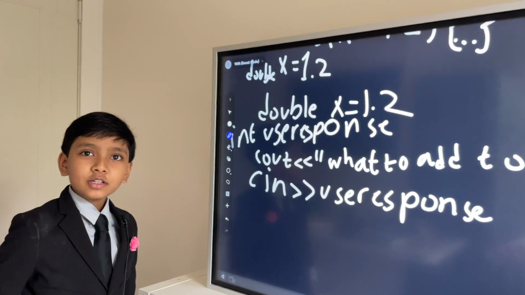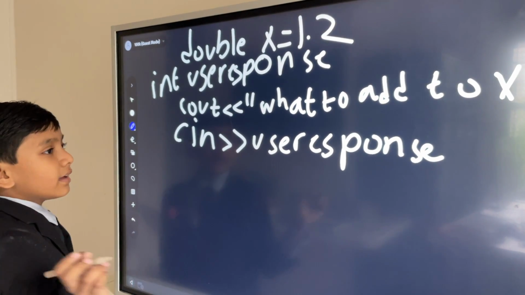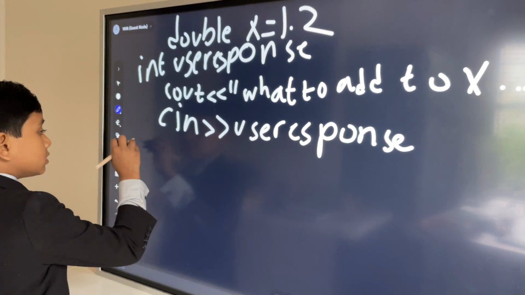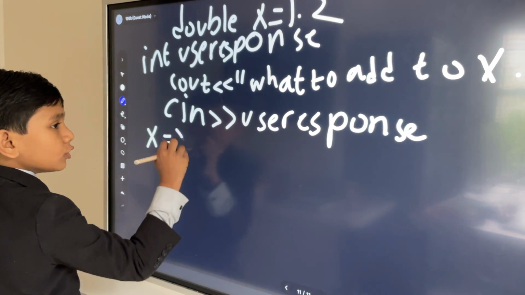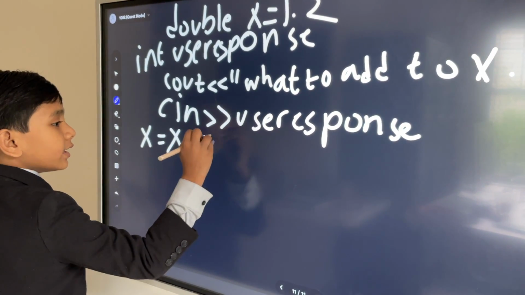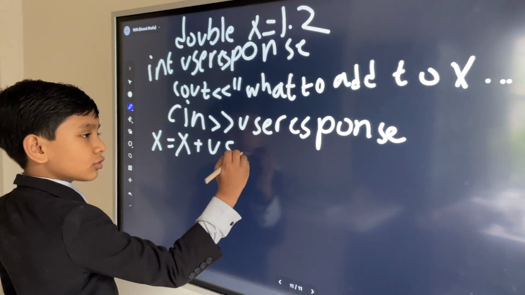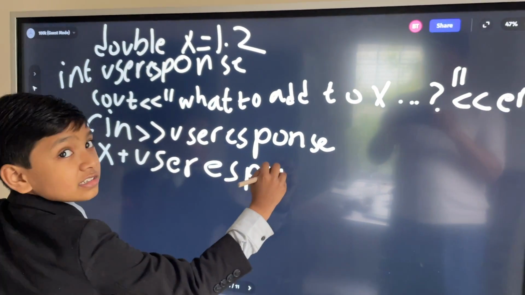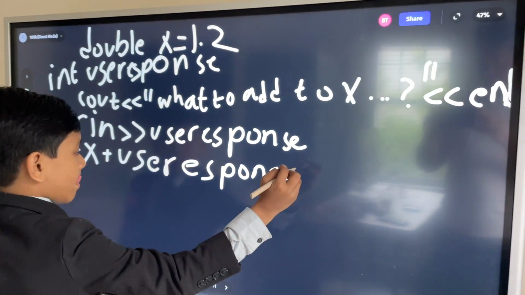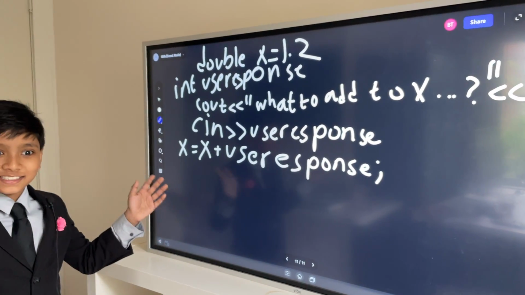Adding x to the user response. So we put x is now equal to x plus user response. No, not a response. User response. And then that gives us our new x.